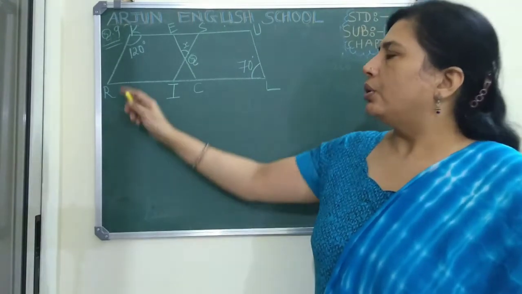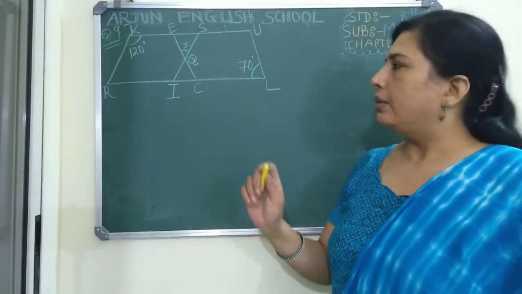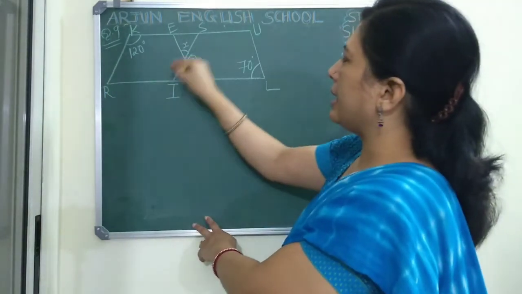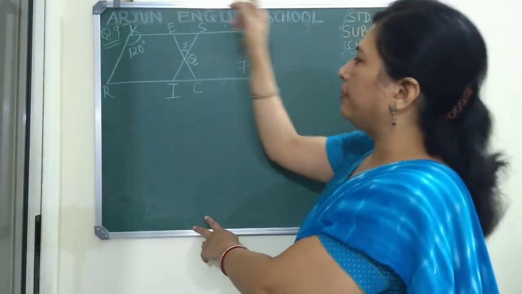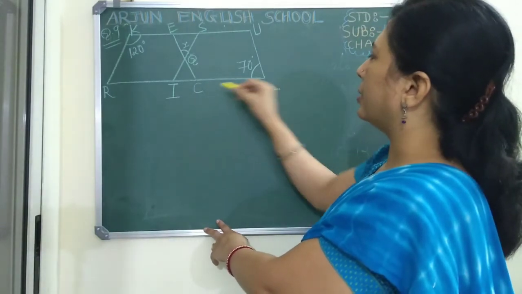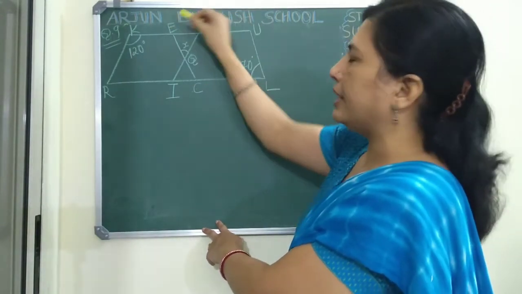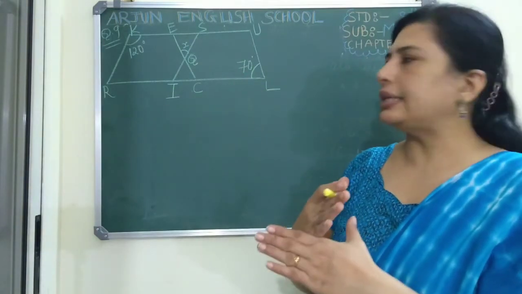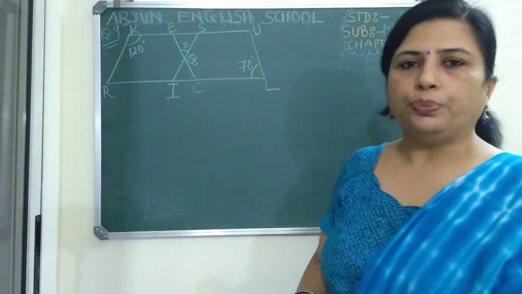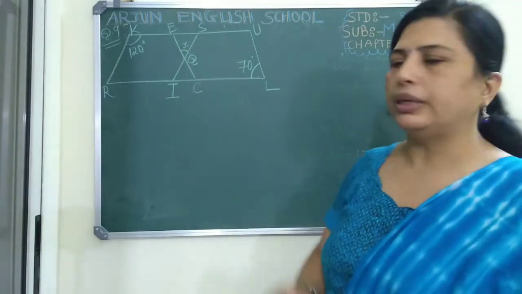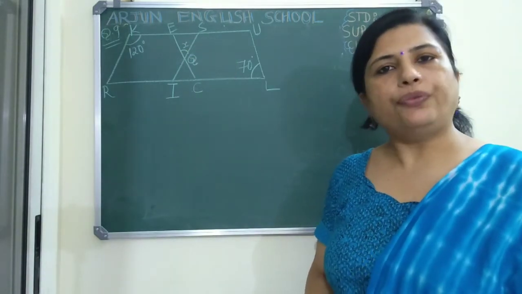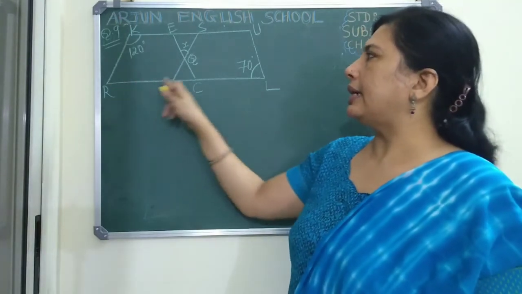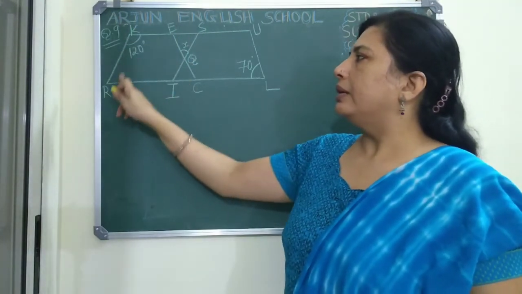In question number 9, we have to find out the value of x. Here, two parallelograms, RISK and CLUE, intersect each other at Q, and we have to find out the value of x. For that, first of all, let us take this parallelogram.